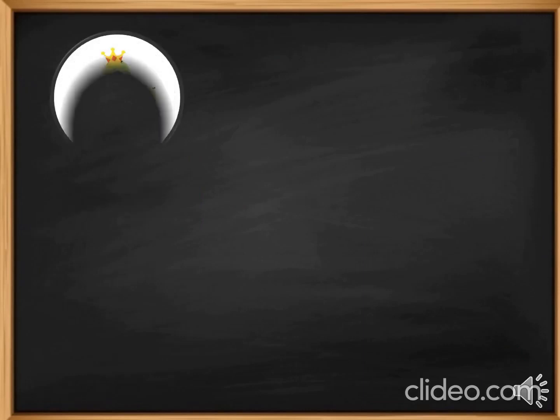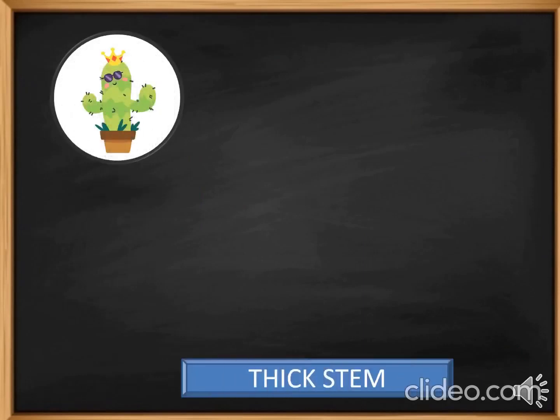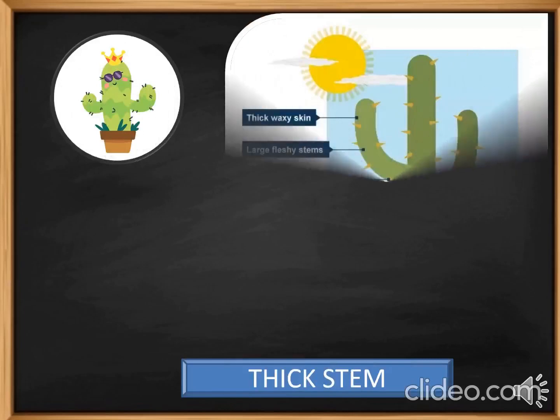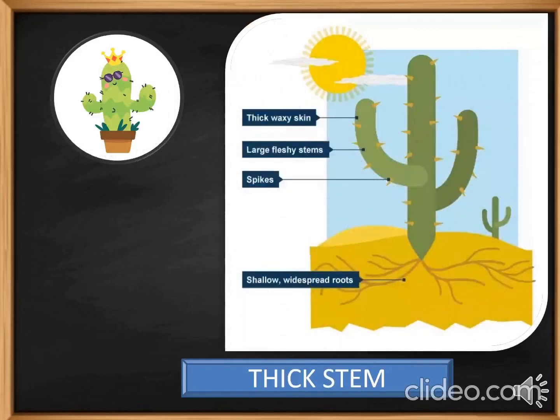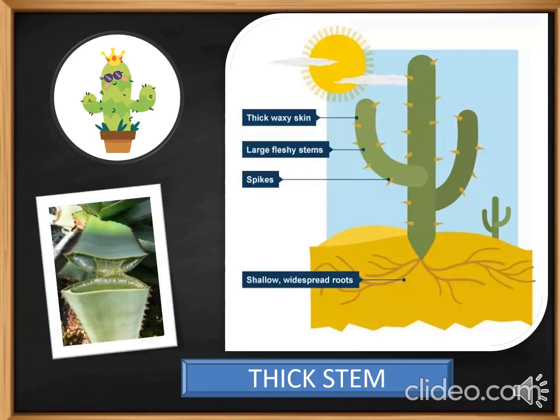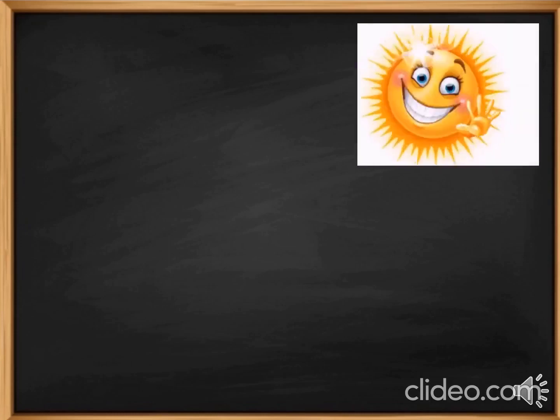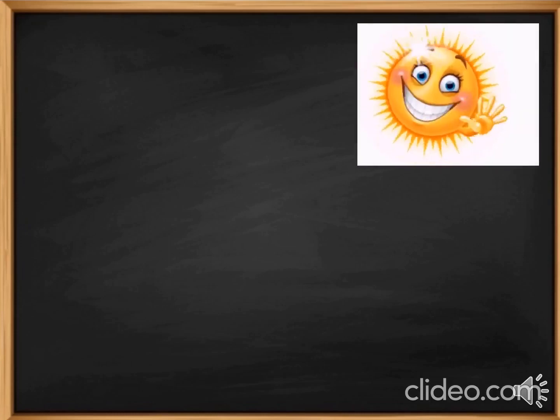Many plants that grow in the desert have thick stems. Cactus is one of the plants that grow in the desert. It has a thick stem. Because the climate in the desert is dry and it receives very little rainfall, this thick stem makes and stores food and water in it. In spite of strong sun, desert plants do not lose water.